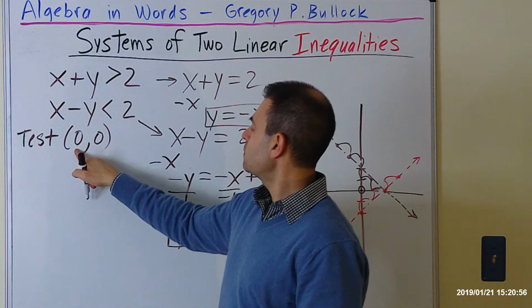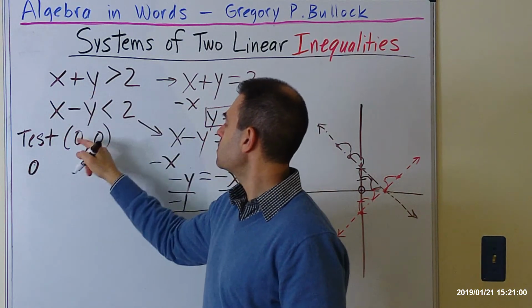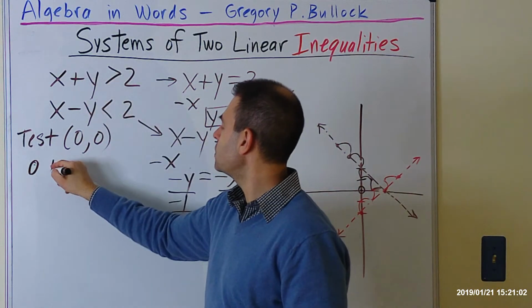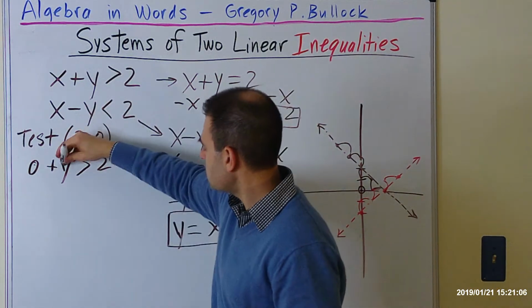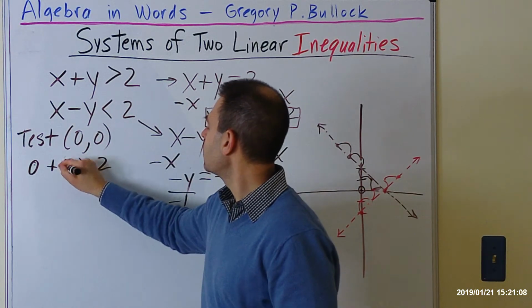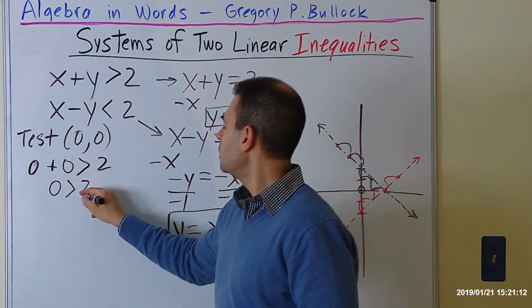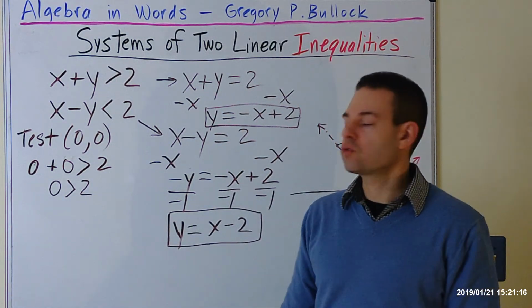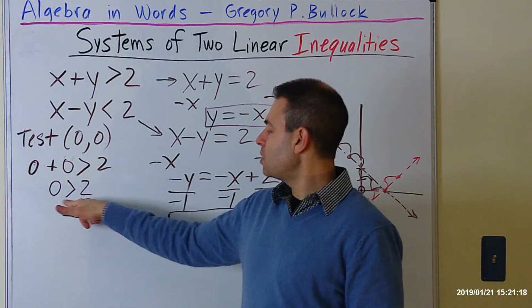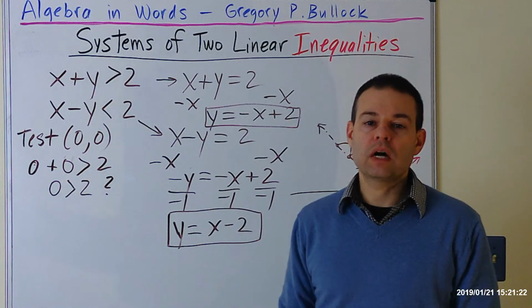So 0 for x goes in here. This 0 for y goes here. Greater than 2. Forgot to make that 0. 0 plus 0 is 0. And then we have our simple inequality. Let's test to see if it's true. Ask ourselves, is 0 greater than 2? No, I would call that false.